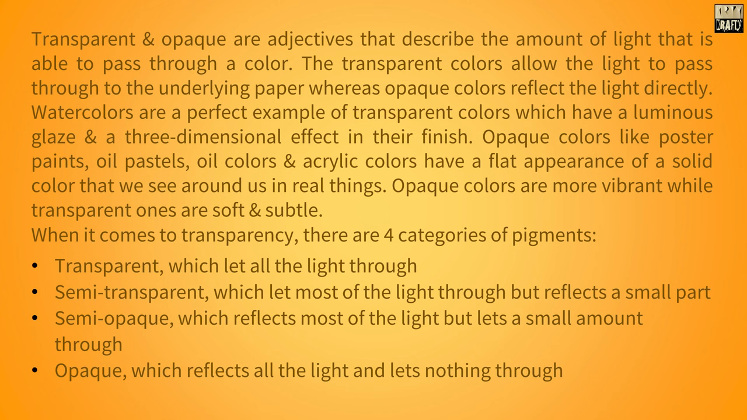When it comes to transparency, there are four categories of pigments. Transparent, which let all the light through. Semi-transparent, which let most of the light through but reflects a small part. Semi-opaque, which reflects most of the light but lets a small amount through. Opaque, which reflects all the light and lets nothing through.